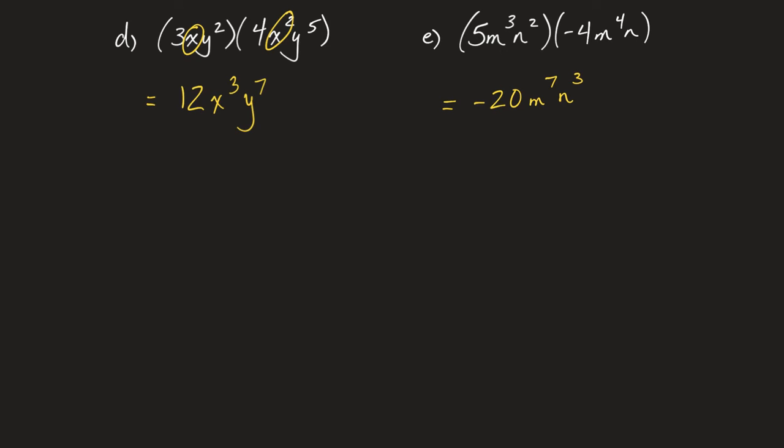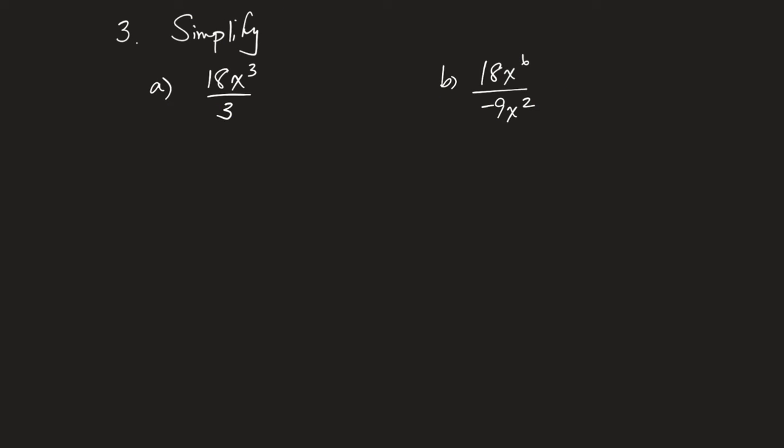Now let's change gears a little bit. Okay, so what you see on the screen is the same instruction. It's to simplify. I just want to make sure that this looks like a separate section in your notes. So that's why I've called it question 3 as opposed to like question E. So I'd like you to be able to go through as fast as you can and just get a solution to question A. We're going to take 18x cubed and we're going to divide it by 3.